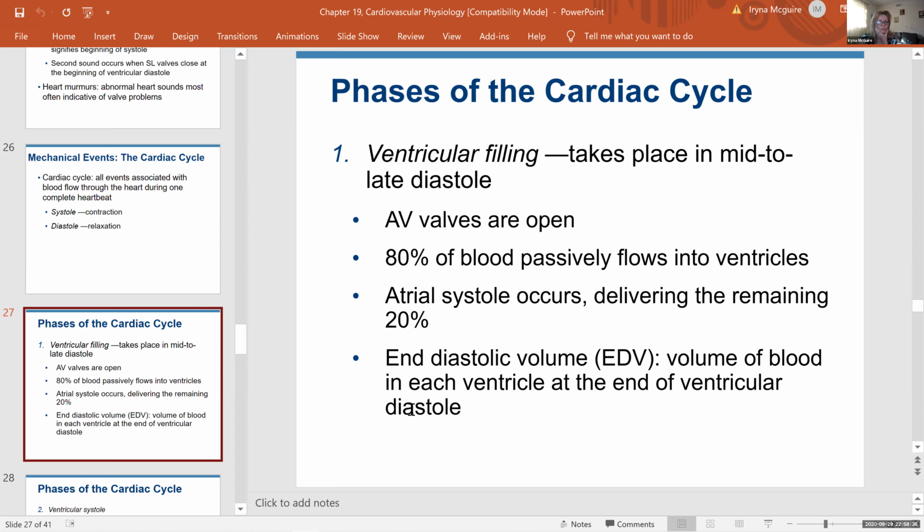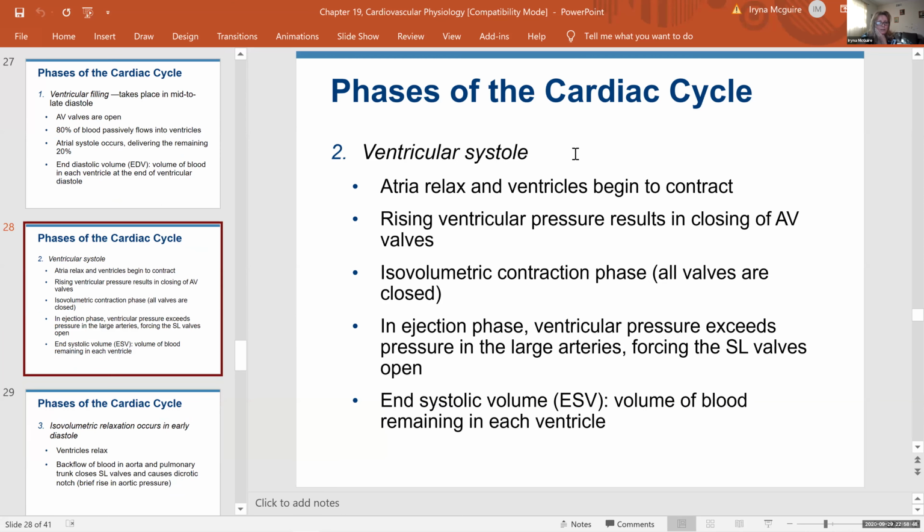So this is the volume of blood in each ventricle at the end of ventricular diastole. At the end of relaxation of the ventricle, how much blood do we have? EDV. Then we have ventricular systole. Atria relax, ventricles begin to contract. Rising ventricular pressure results in closing of the AV valves. So ventricles start to contract and the AV valve is closed.